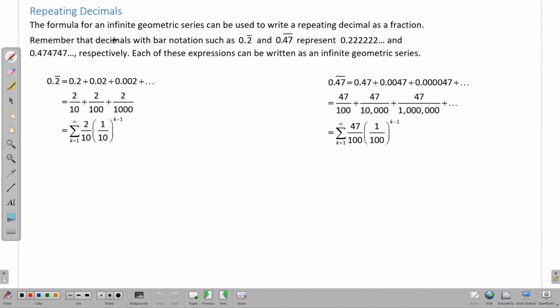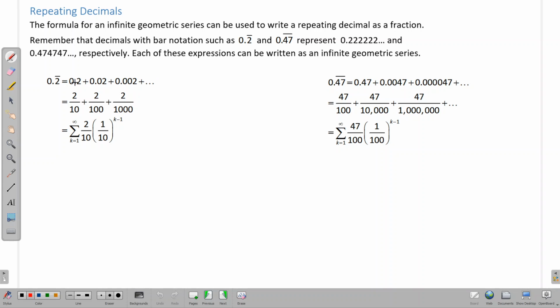Okay, last thing we want to look at is converting repeating decimals to fractions. So it turns out that a repeating decimal, like 0.2 repeating, is actually a geometric series. And in fact, it's an infinite geometric series. So we know 0.2 repeating, what it really means, obviously, is 0.22222 forever. But you could break that up as a sum of separate decimals. It's 0.2 plus 0.02 plus 0.002, etc.